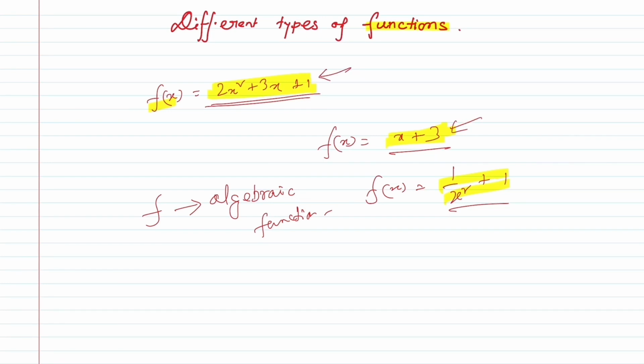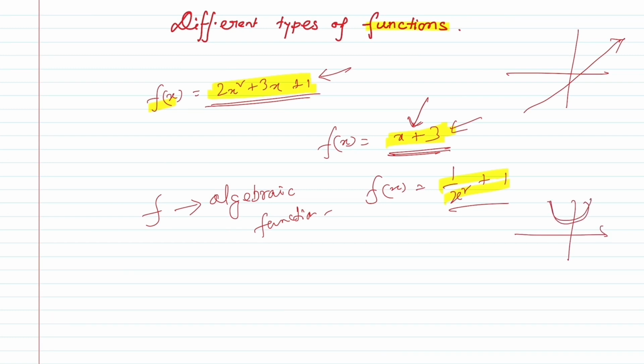If you have linear expressions like x plus 3, then you will get a graph of a straight line. Depending on the type of expression you have taken for f(x), the graph varies. There is no fixed graph for algebraic expressions. If it is quadratic, then you will get graphs like this.